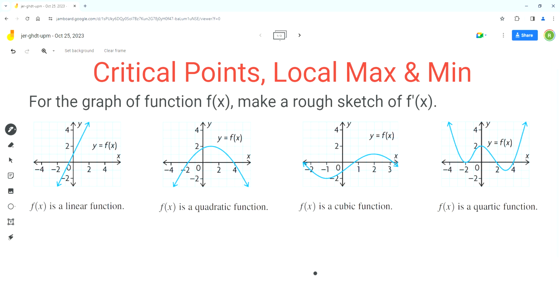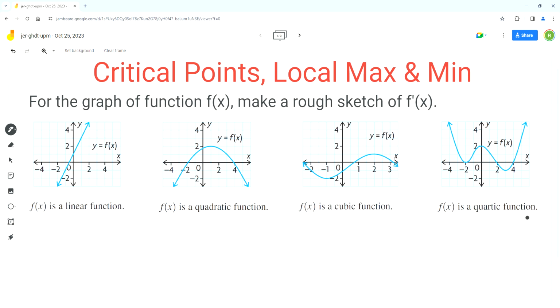So in this video, we'll use the concepts of derivatives to make a rough sketch of f prime of x. As per the problem, for the graph of function f of x, make a rough sketch of f prime of x. We are given these four graphs, and each of these graphs is for function f of x, and all of these are polynomial functions. So there's a linear function, quadratic, cubic, and quartic function.